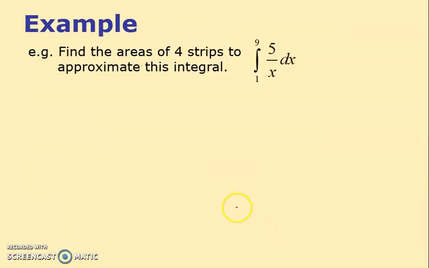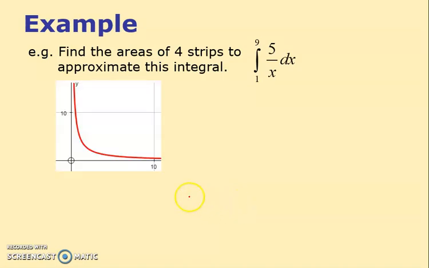So first question, find the areas of 4 strips to find this integral. It says integrate from 1 to 9. This is the function. So 1 is about there, and 9 is about there. It says do 4 strips, so it doesn't take much to work out. It goes 1, 3, 5. I think my graph is overly well laid out, but you get the idea.